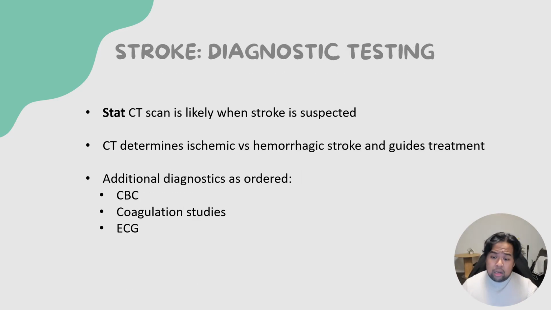The diagnostic testing, again, we're going to talk about it. The main thing is you are going to do a CT scan, okay? And the CT scan that we do is without contrast. The reason for that is if they have a bleed and we put in contrast, guess what? Now they have a bleed and contrast in their brain, right? So we want to make sure that we do it without contrast, and it does check if there's a bleed or not. Additional things that we're going to be looking at are CBC, coagulation studies, and also an ECG.